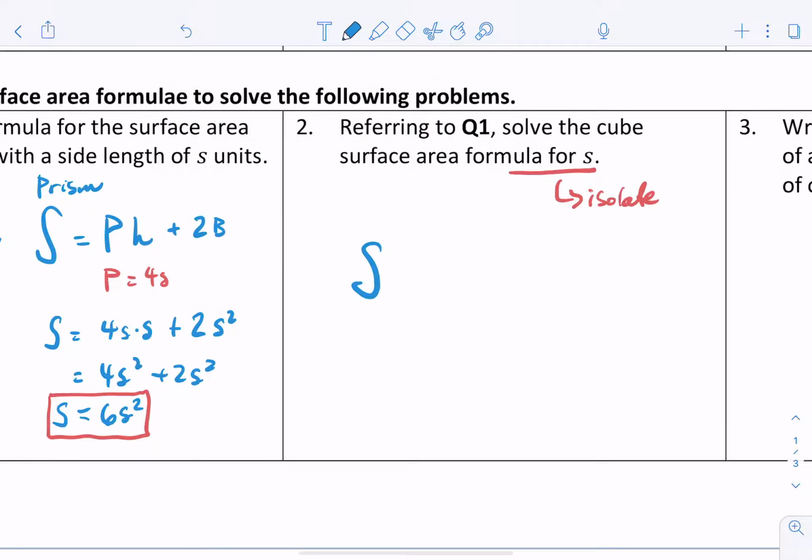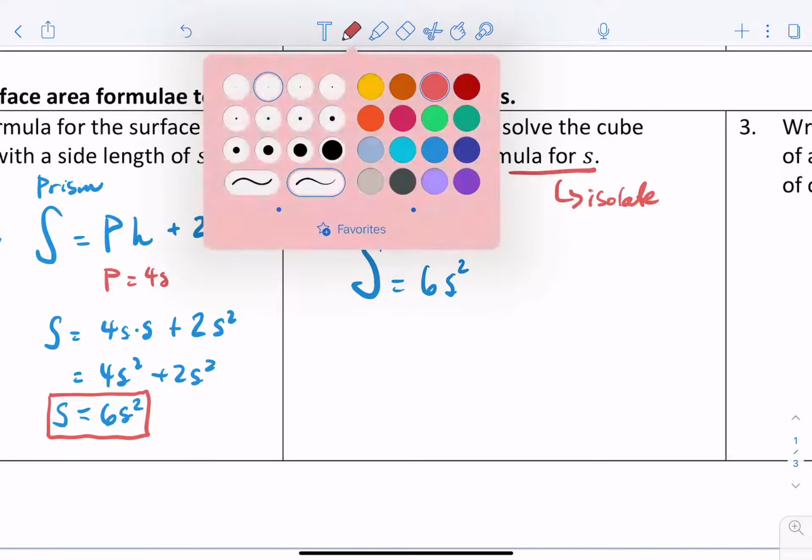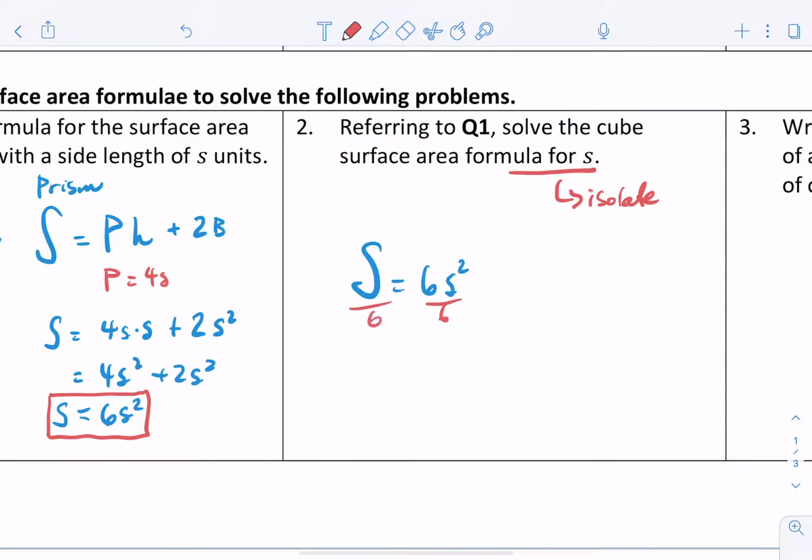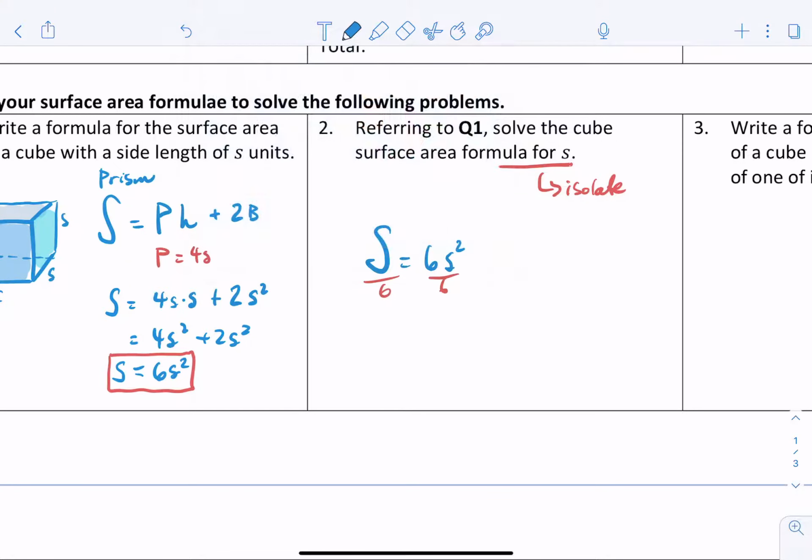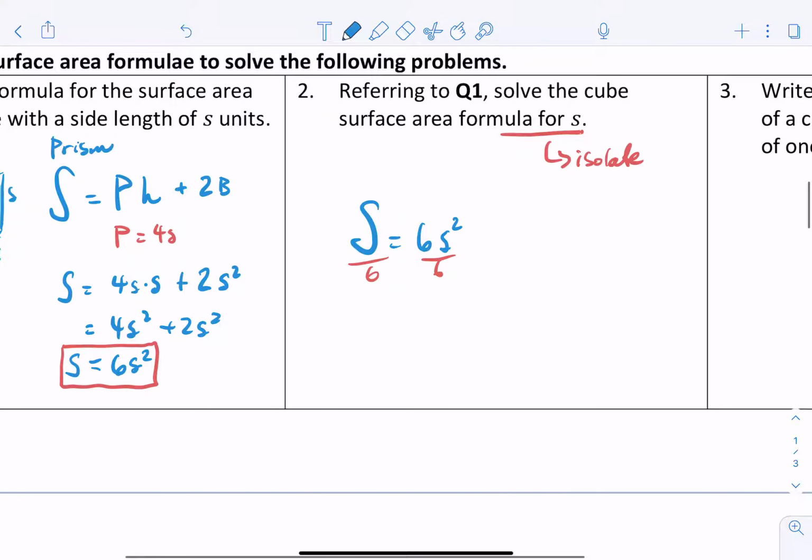I'm going to write down my big S is equal to 6 times little s squared. You can see the difference, right? And we're going to solve that thing for s. So to solve it for s, we need to first divide over the 6. All right, and so I would have S over 6 is equal to little s squared.